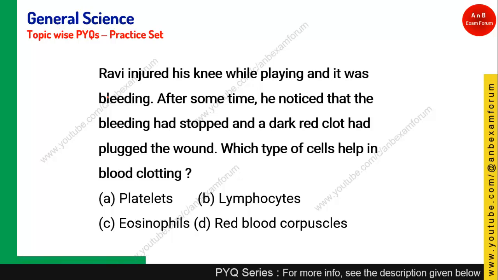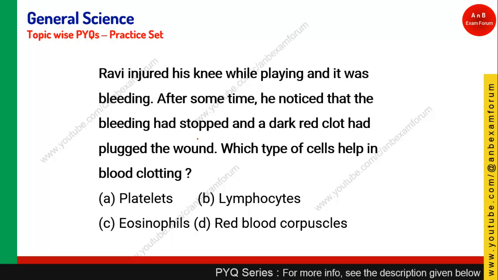Ravi injured his knee while playing and it was bleeding. After some time, he noticed that the bleeding had stopped and a dark red clot had plugged the wound. Which type of cell helps in blood clotting? We have seen 2-3 times that it is platelets. Platelets are responsible for blood clotting. They are also known as thrombocytes. So platelets help in blood clotting.